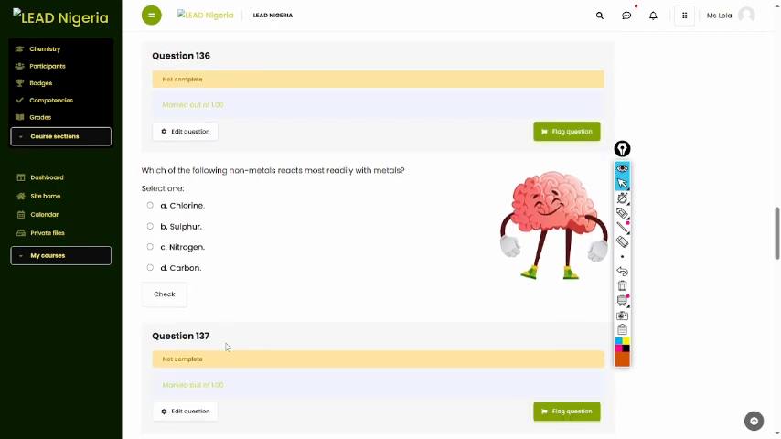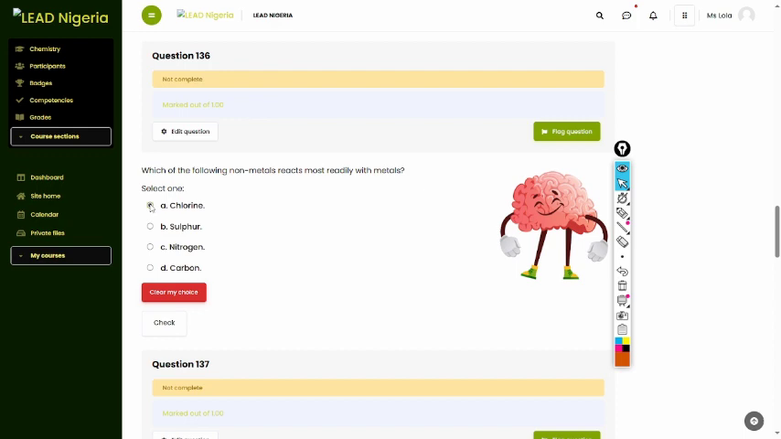Which of the following non-metals react most readily with metals? The question is, which nonmetal is the most reactive? The answer is chlorine, because halogens on the other end of the periodic table are more reactive than these other nonmetals. Chlorine combines more easily with metals than sulfur, nitrogen, and carbon.